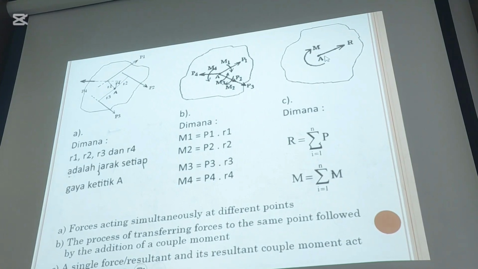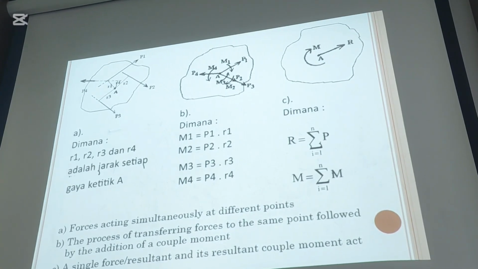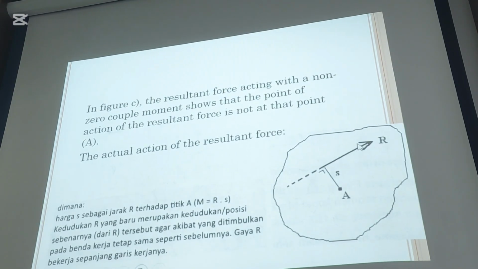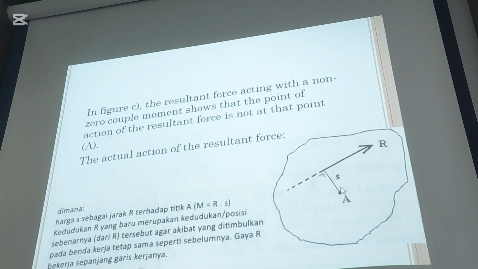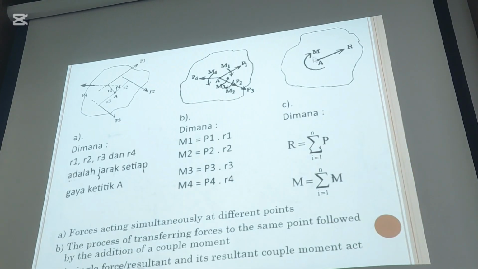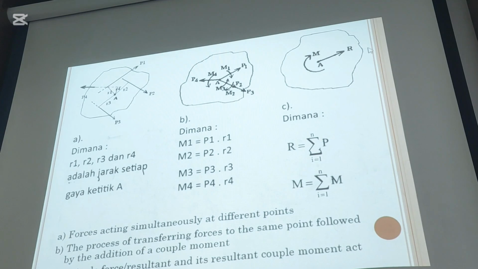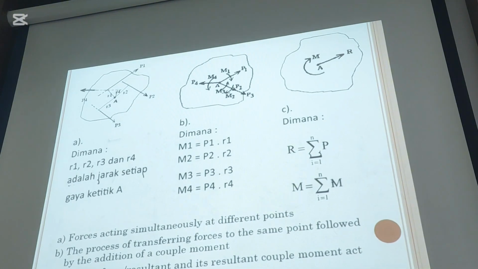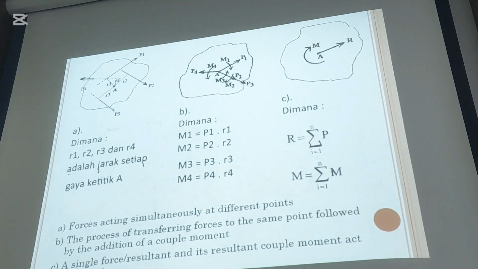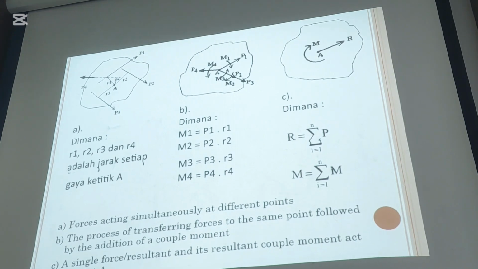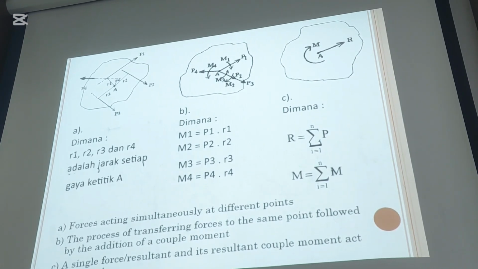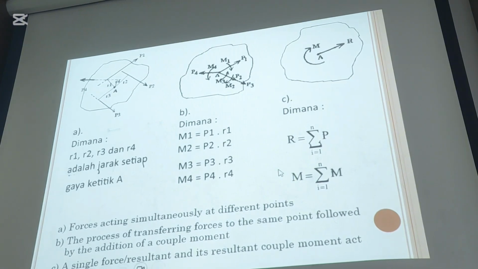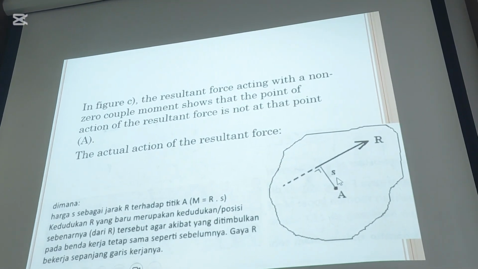So if the question is, where is the R actually? Then with this moment data, we can find where R is. We have S. How do we know? We have M. If we know M, say M is 100, for example, and R is 50. So M is equal to R multiplied by D, right? If this is 100 and this is 50, what is D? It is 2. So S in this case is 2.